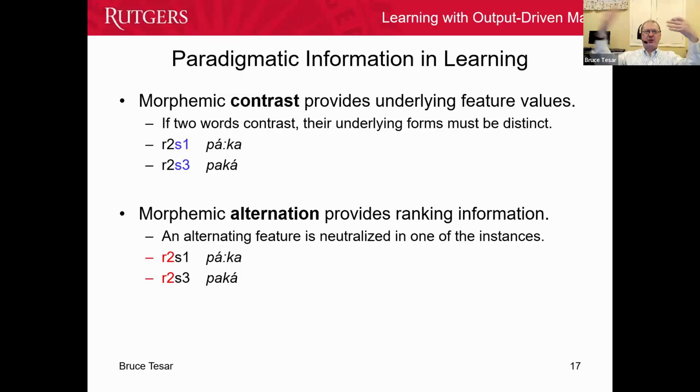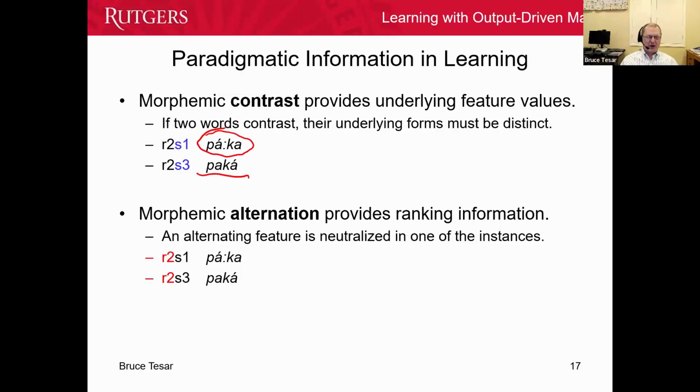So if two words contrast, if their outputs are different, something about their inputs must be different. If you're going to have more than one word, there has to be something in the input that's distinguishing them, in a way that efficaciously leads to their distinct output pronunciations. And so morphemic contrast: if I have two words here, one is R2S1 and one is R2S3, the root is in common. Whatever the underlying form is for the root in the first word, it's also the underlying form in the second word. The suffixes are different, and we see that the pronunciations of the words are different.